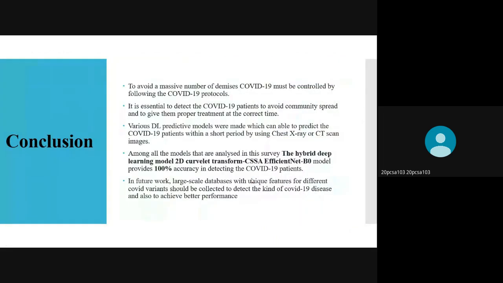Conclusion part: to avoid a large number of deaths, we have to control COVID-19 by following all the COVID-19 protocols, and it is essential to detect COVID-19 patients to avoid community spread and to give them proper treatment at the correct time. So various DL predictive models were made. Among all the models that have been analyzed in the survey, the hybrid deep learning 2D curvelet transform CSSA efficient model provides 100% accuracy, which is comparatively good, and future work can be done using large-scale databases.